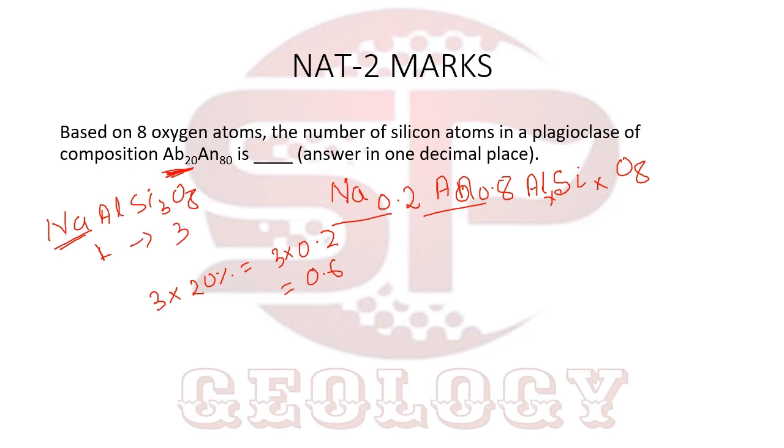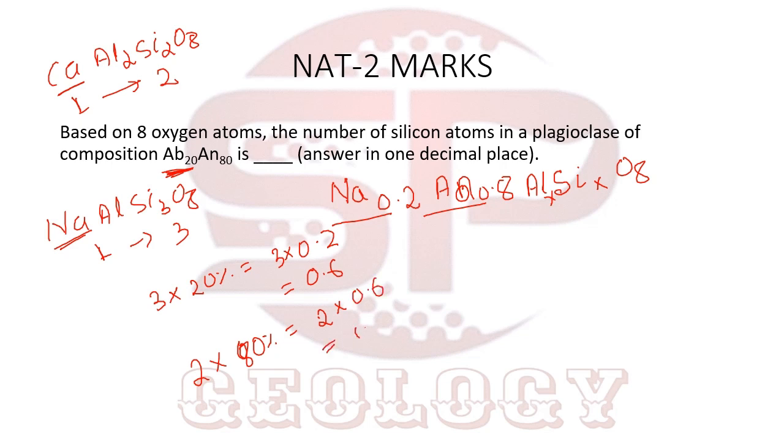Then for calcium, or for anorthite, the formula is CaAl2Si2O8. So when calcium is 100% or 1, Si is 2. Here anorthite is 80%, so it will be 2 into 80%, 2 into 0.8, which is 1.6.